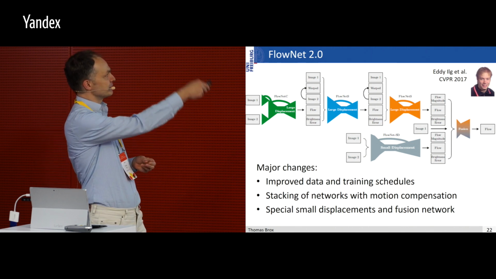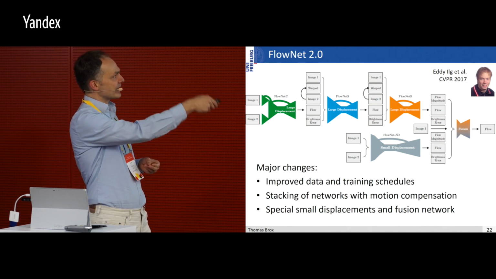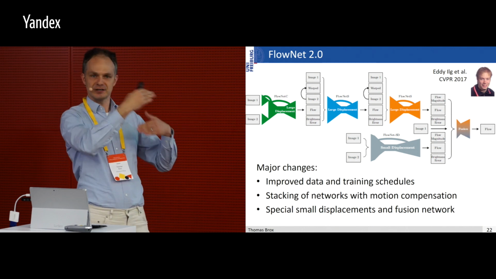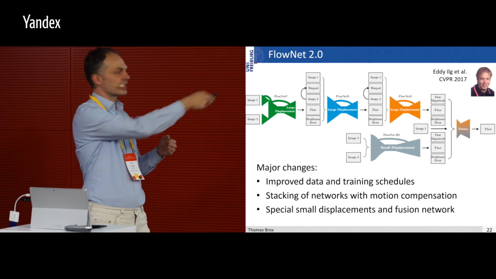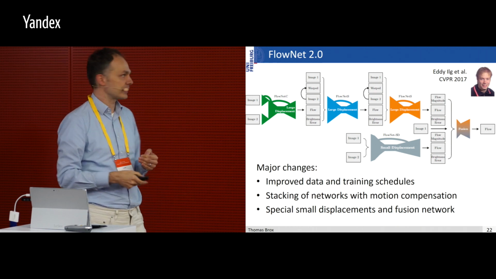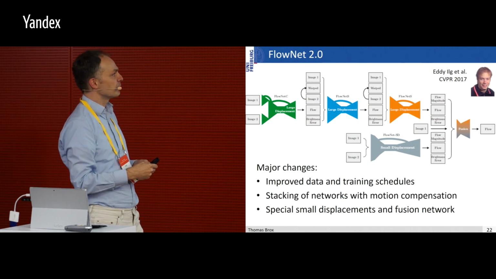So this is basically one of the classical flow nets. Now you can just stack another flow net on top of it and use motion compensation of that from this previous network, so that this new network can focus on the still remaining error at that point. Yeah, and you can repeat the stacking at one point. It doesn't help much further.